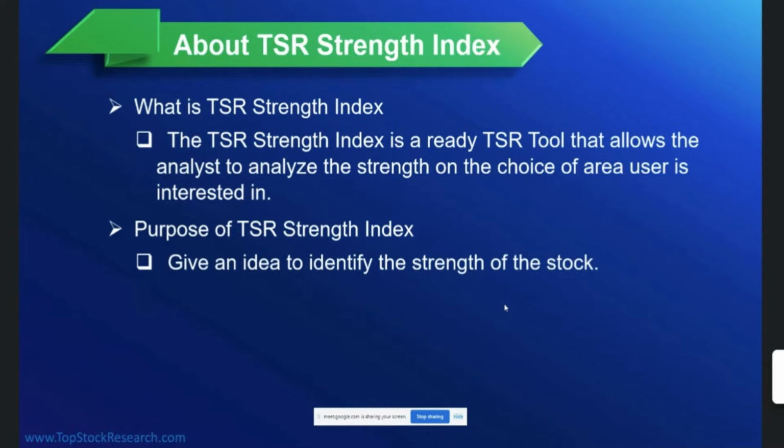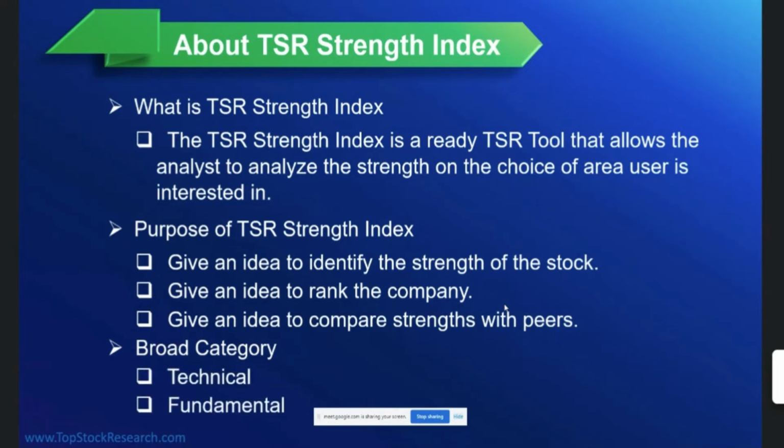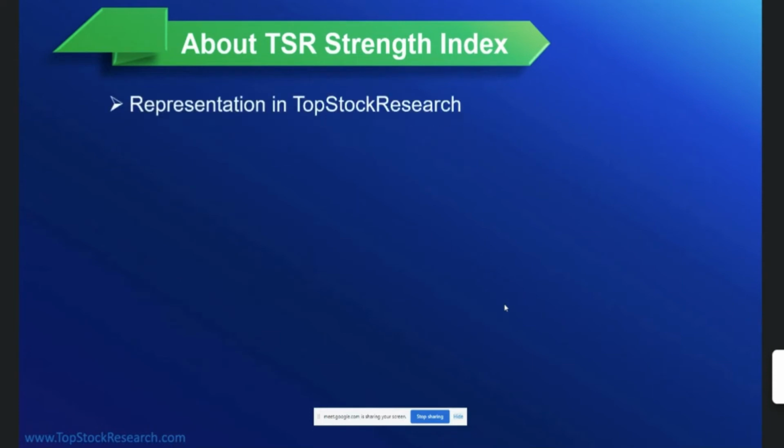Purpose, it gives you the strength of the stock, right? As we discussed, it gives you where that stock is vis-a-vis the universe of stocks, or vis-a-vis certain other stock baskets or sectors, comparing with peers. The broad categories of TSR Strength Index are, one, technical and, second, fundamental, right? We'll cover each of them in a great level of detail in a short while, right?